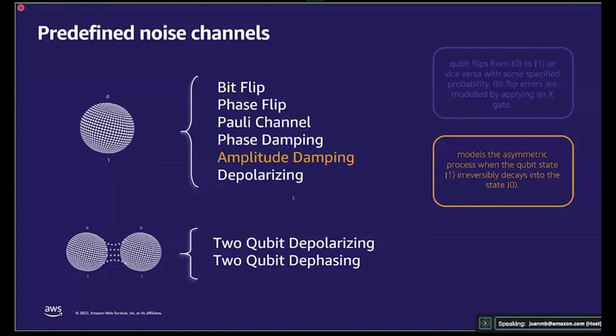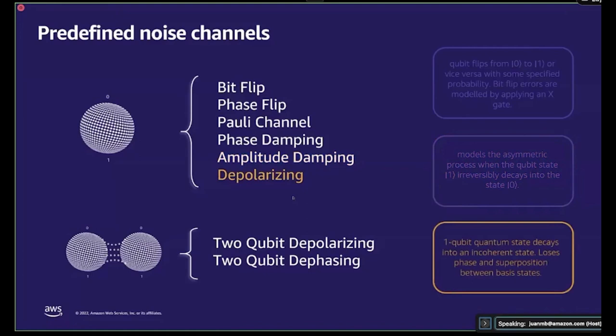And finally, the depolarizing noise, which is the other popular one. In this one, the qubit is losing all the quantum information that it contains. What that means is that it's going to decay into some incoherent mix of computational states. It's going to lose the phase. And also, if it's in a superposition of basis states, it's going to lose that superposition as well.